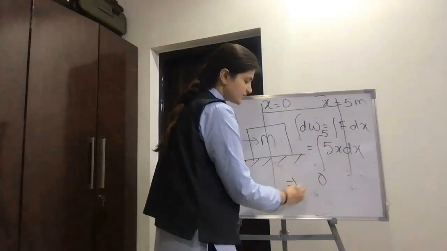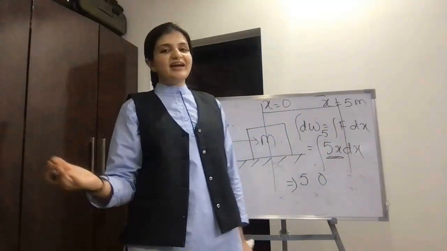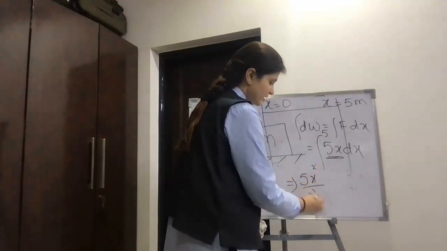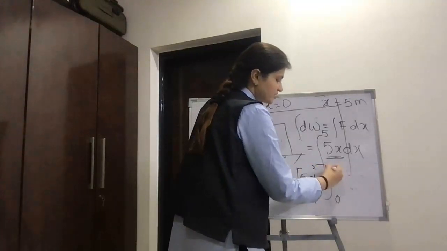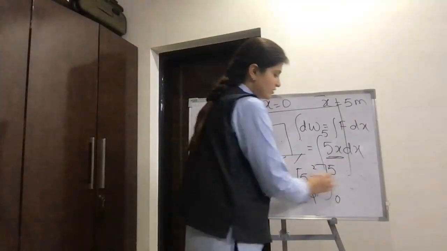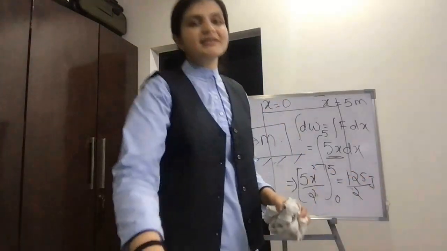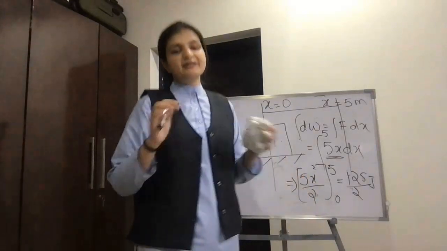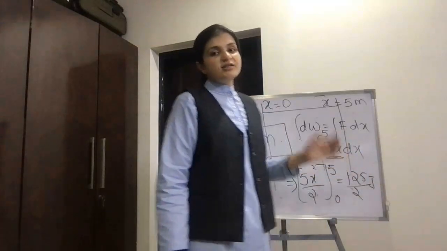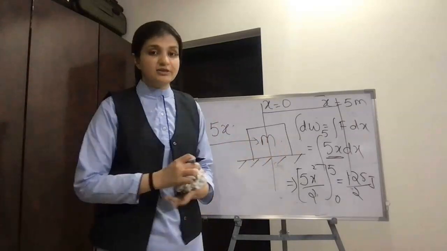On integrating 5x, we can write 5x square by 2, with its limits going from 0 to 5. On putting this value we can calculate 125 by 2 joule. So this is the total work done by the variable force, which is equal to 125 by 2 joule, when the force is of a variable nature.